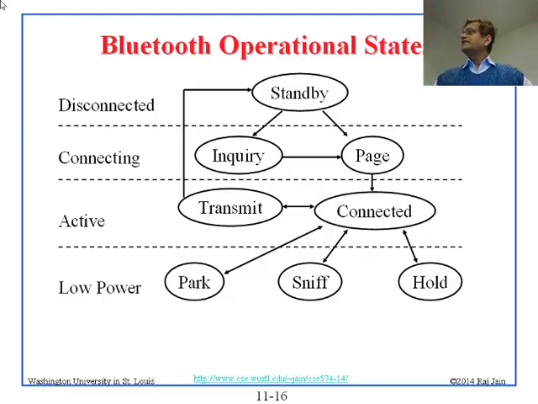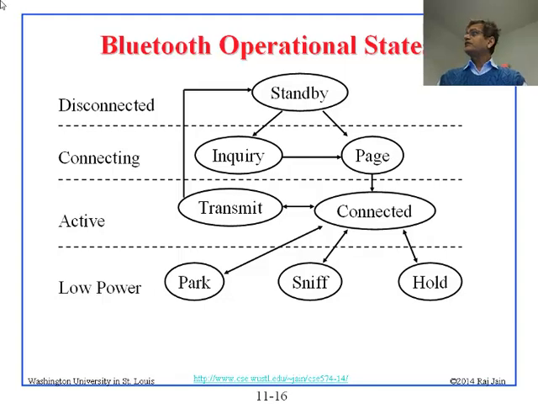Once you get to the page state, from that you get connected. Once you are connected, then you can transmit. When you don't want to transmit, then you go to sleep. Now there are 3 sleep states. The sleep states are hold, sniff, and park. Alright? So I'm going to explain those in the next slide.